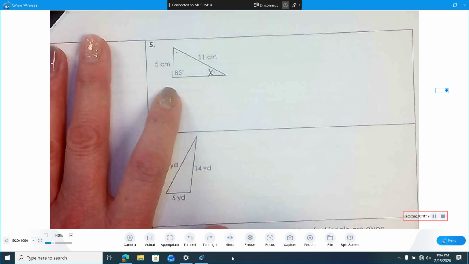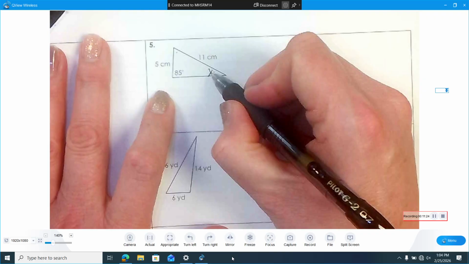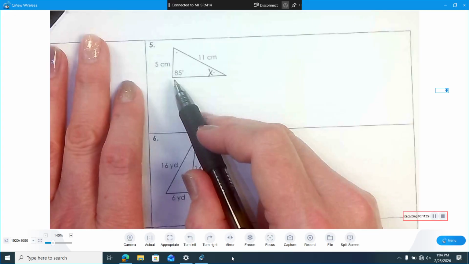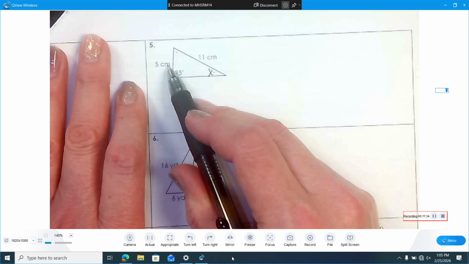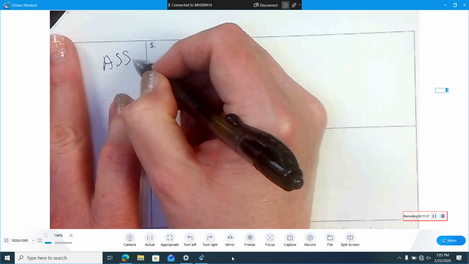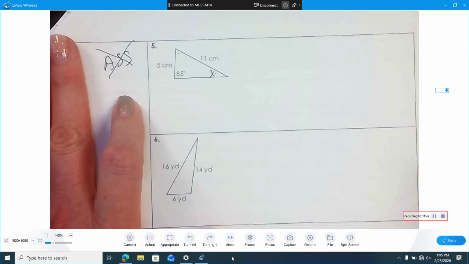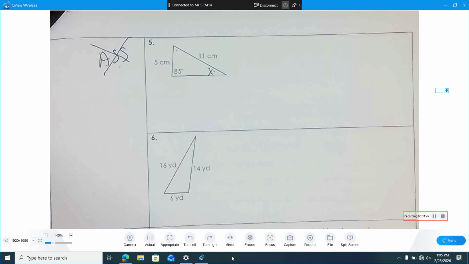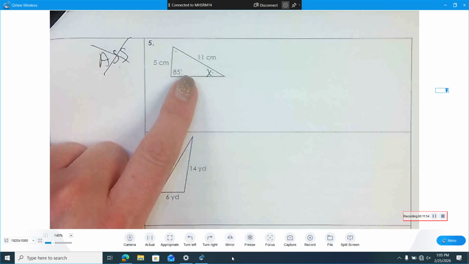So I'm going to use law of sines again. But I have to figure out this angle first. Wait a minute. This is the bad one, isn't it? Angle, side, side. We can do law of sines, but this is the one that's ambiguous. So this is a caution case. We have to be really careful and make sure our triangle makes sense. So we can still use law of sines, but we have to do it very carefully.